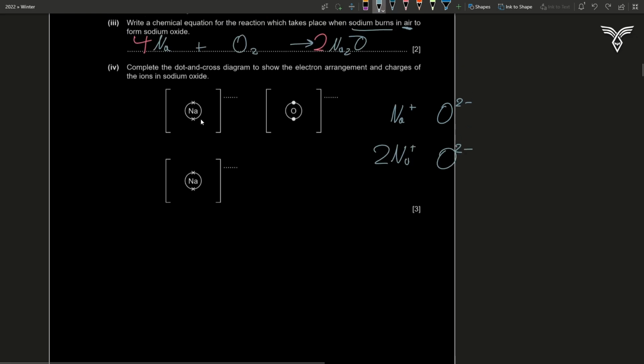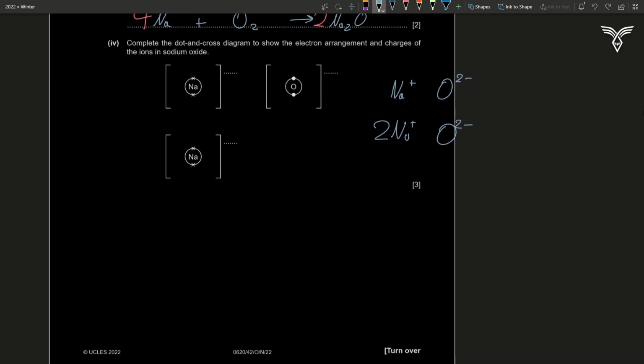Okay, now we want to complete the dot and cross diagram, so we have to draw the circles of each atom. We know sodium is element number 11. It has a proton number of 11. So the sodium plus ion would have 10 electrons, because the normal atom has 11 electrons, the same as the proton number. So the plus ion would have 10 electrons, which is 2 and 8. And the oxygen atom has a proton number of 8. So it has 8 electrons normally.